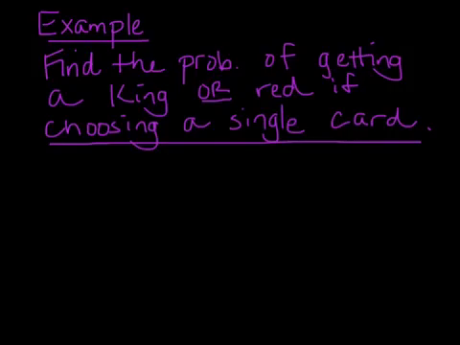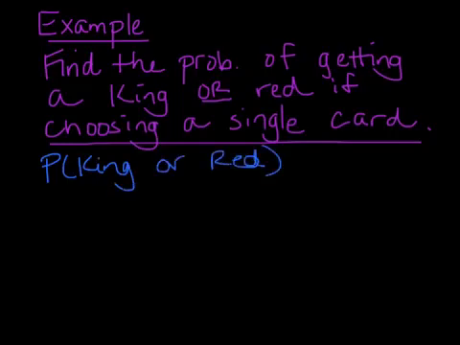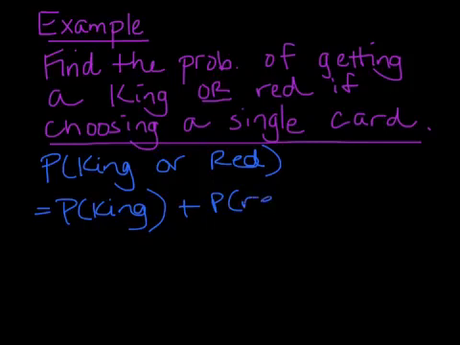So again, let's look at this one. Find the probability of getting a king or a red. Let's use what we have so far for the rule. So the probability of a king or a red: let's take the probability of getting a king and add the probability of getting a red. And then we'll start to see what's missing from our rule on the other slide.